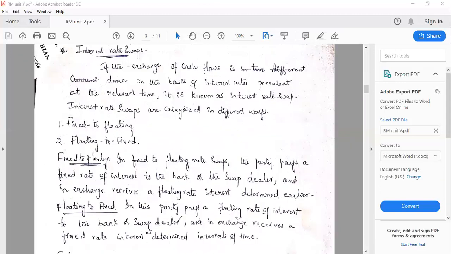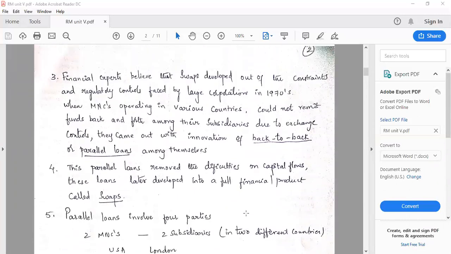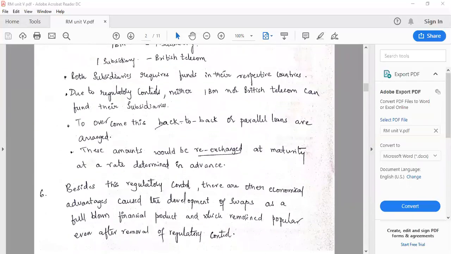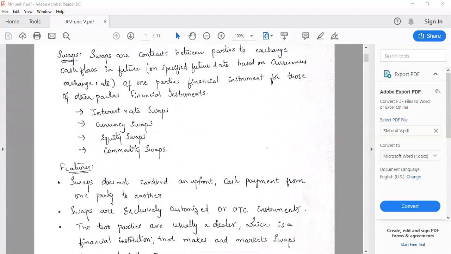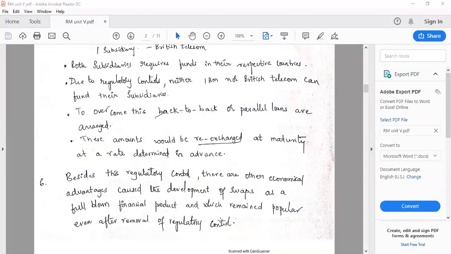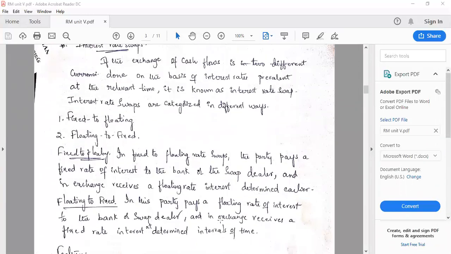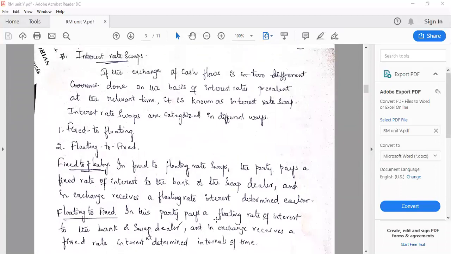Okay, so now this is the evolution of swaps, how they originated and how they became a completely used financial product in the markets. I think you all got it: what a swap is, and what its features and evolution are. Now let us go to the next concept, types of swaps, and the first type is interest rate swaps.